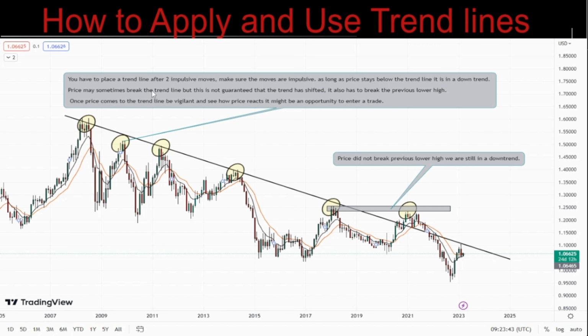So price may sometimes break the trend line, but this does not guarantee that the trend has shifted. It also has to break the previous lower high, if we're in a downtrend. So here is an example. You can see price came here, it broke our trend line, retested the trend line, but failed to break our previous lower high. So price did not break the previous lower high, so we are still in a downtrend, similar to our weekly level.